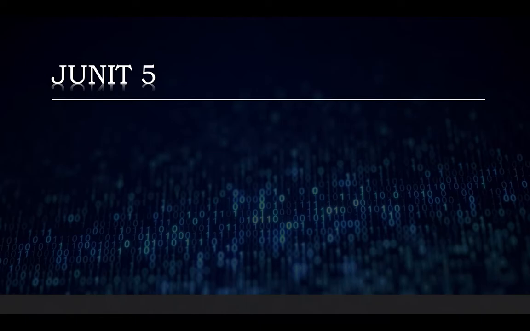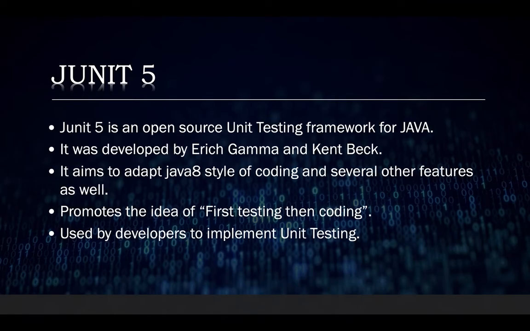Hi, this is Harmanpreet Kaur, and I am going to continue with JUnit 5. So let's begin with its introduction first. JUnit 5 is an open source unit testing framework that is used for writing and running test cases for Java. The purpose of JUnit 5 is to adapt Java 8 style coding, because JDK 8 has brought very exciting features, among which lambda expressions is one.